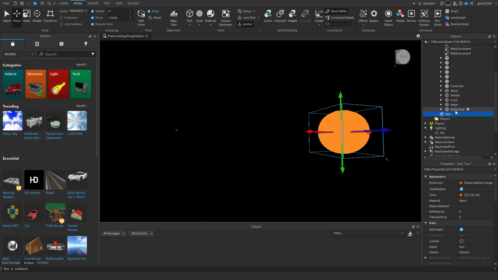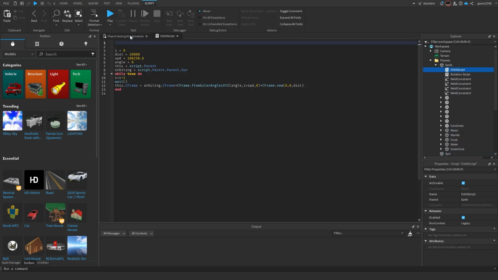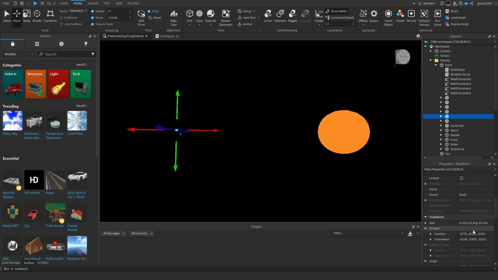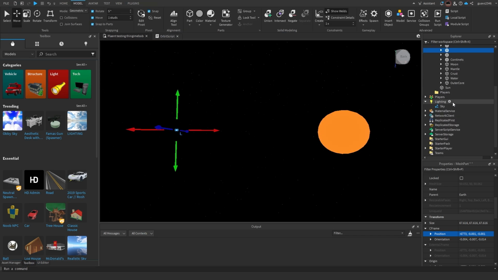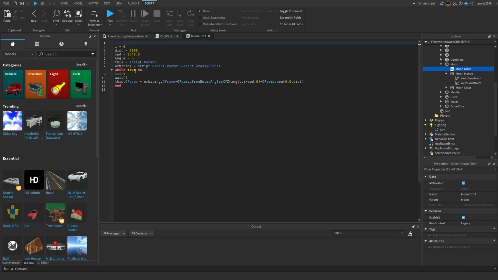Okay, so from the sun, it was how much again? 607.73. Okay, that's the distance. The speed, we can do 1,000. And then for the moon orbiting Earth, we can do the speed 10, and the distance is 80.